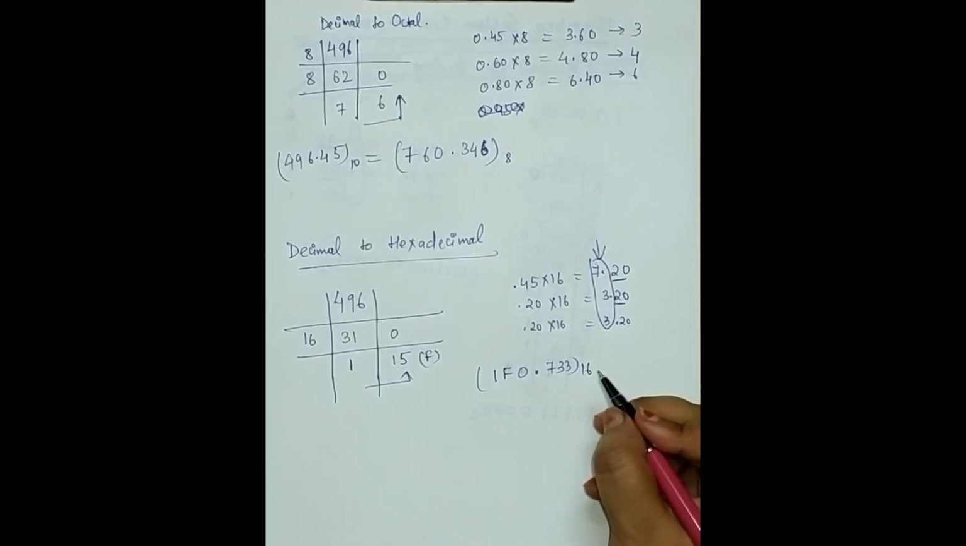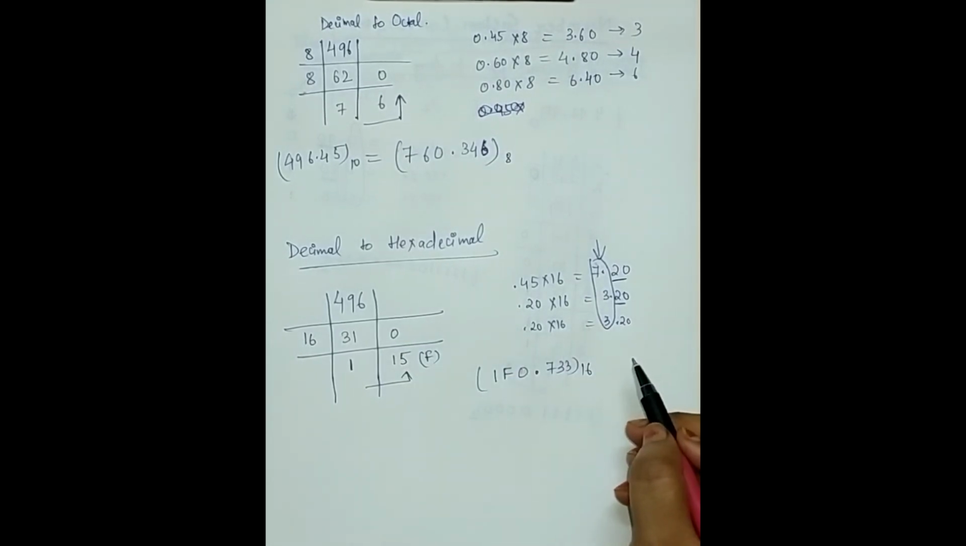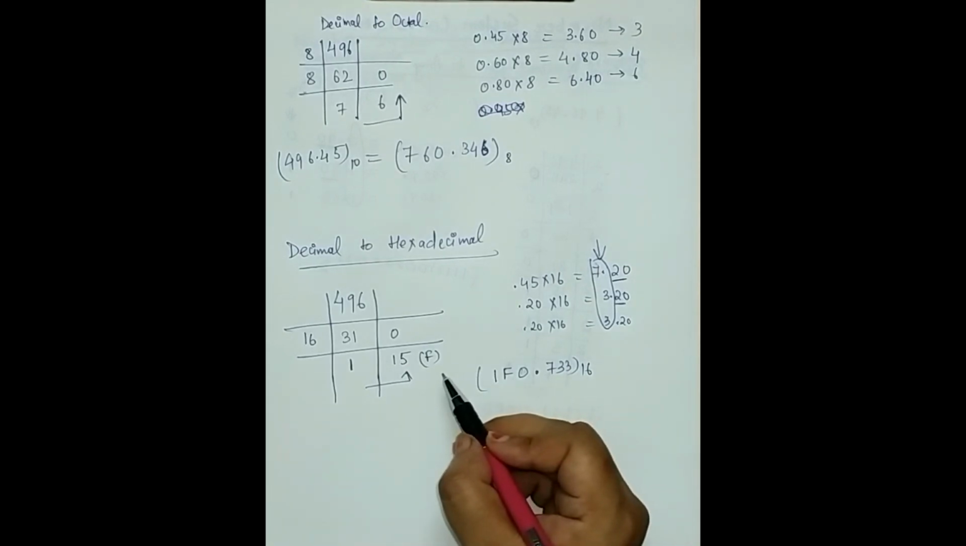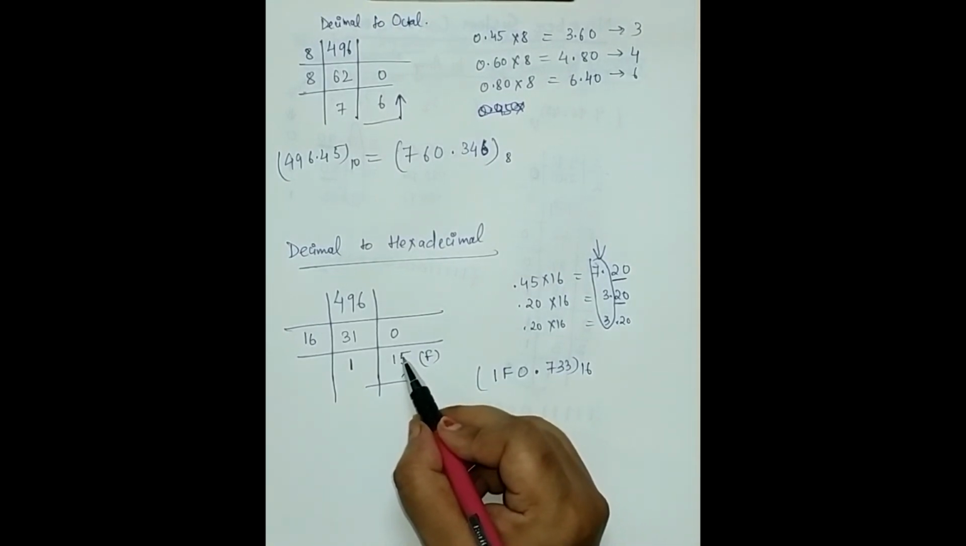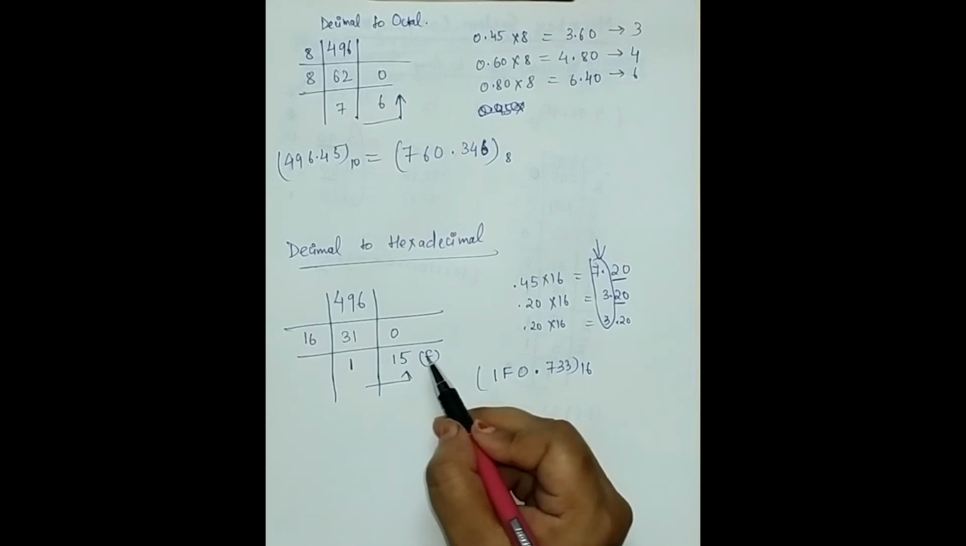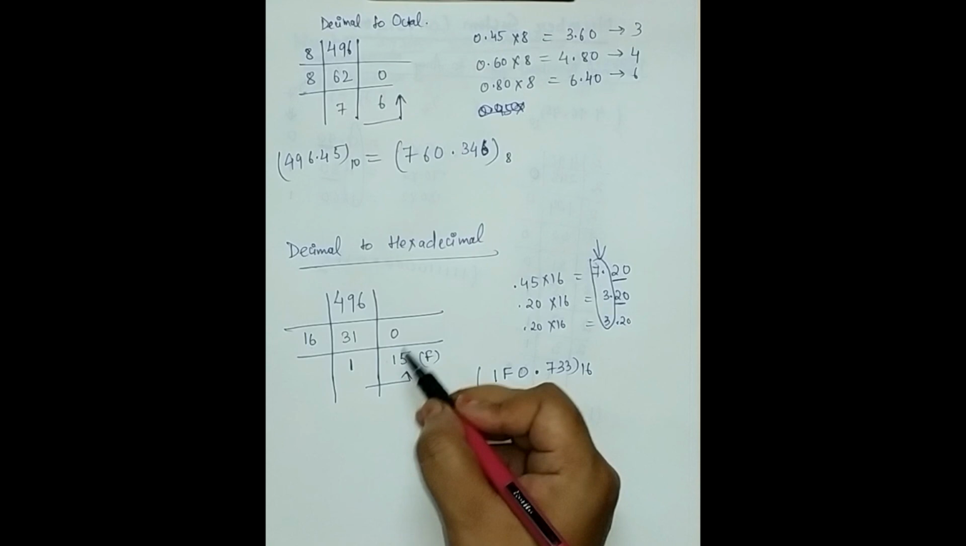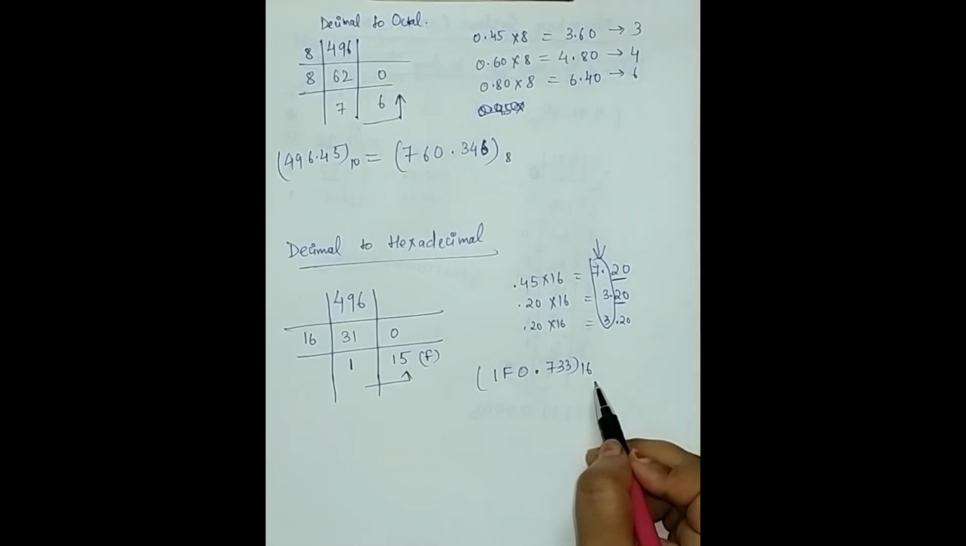So in this way you have to convert a decimal number into hexadecimal. The whole procedure is the same. The only thing you have to keep in mind here is if you are getting a number greater than 9, you have to put A, B, C, D like this. This is how you have to solve the questions. So try to solve other questions and do the conversion on your own.